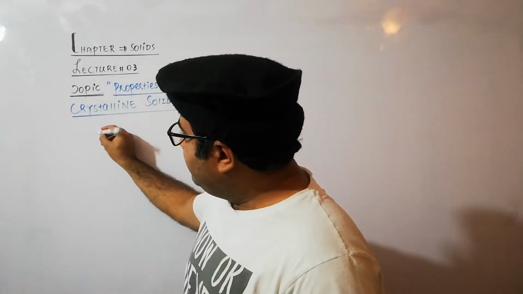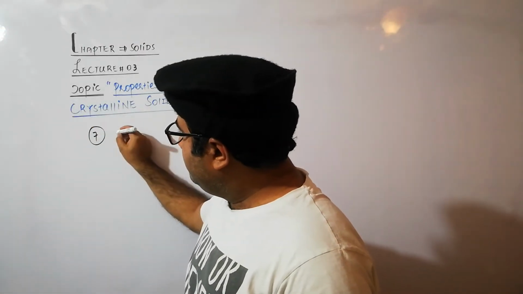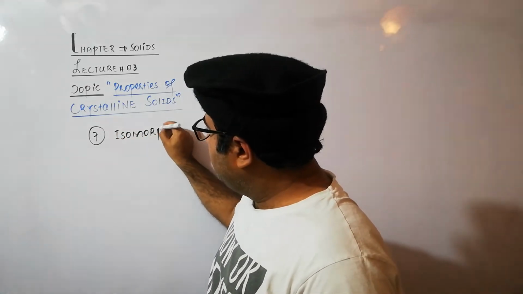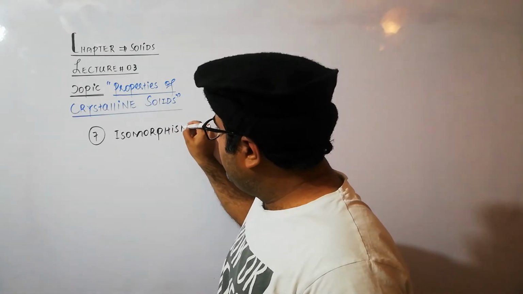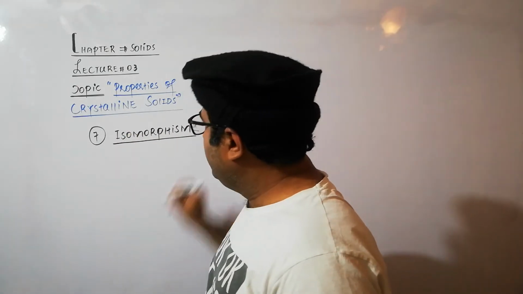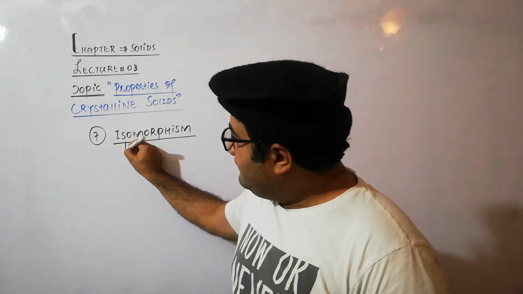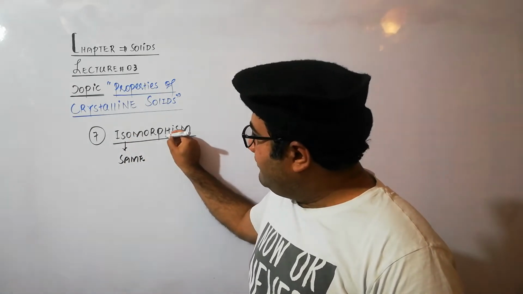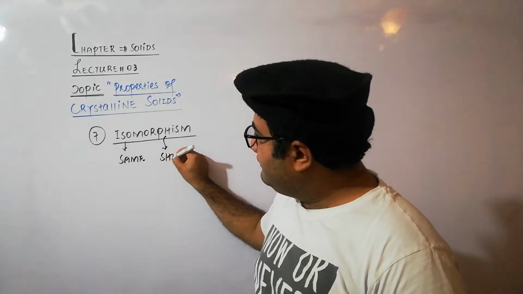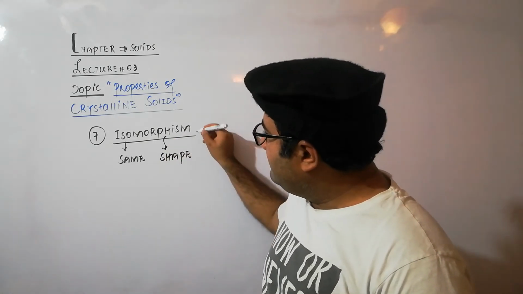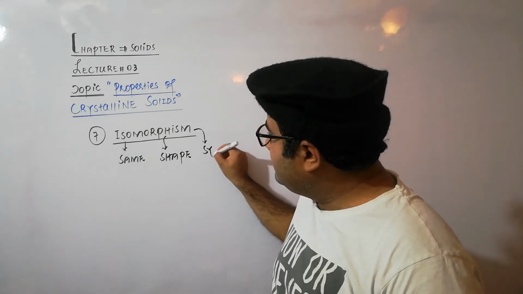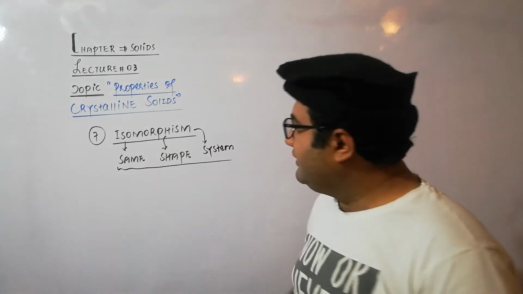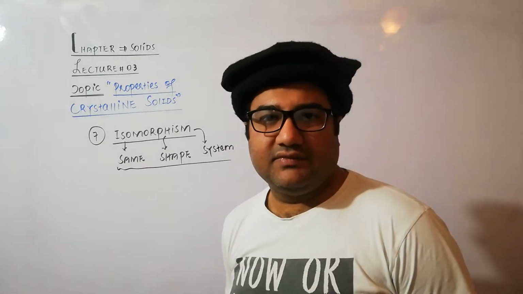Let us discuss the seventh property now. That is isomorphism. Iso means same, morph means shape, and ISM usually means system. So the word isomorphism means same shape system.